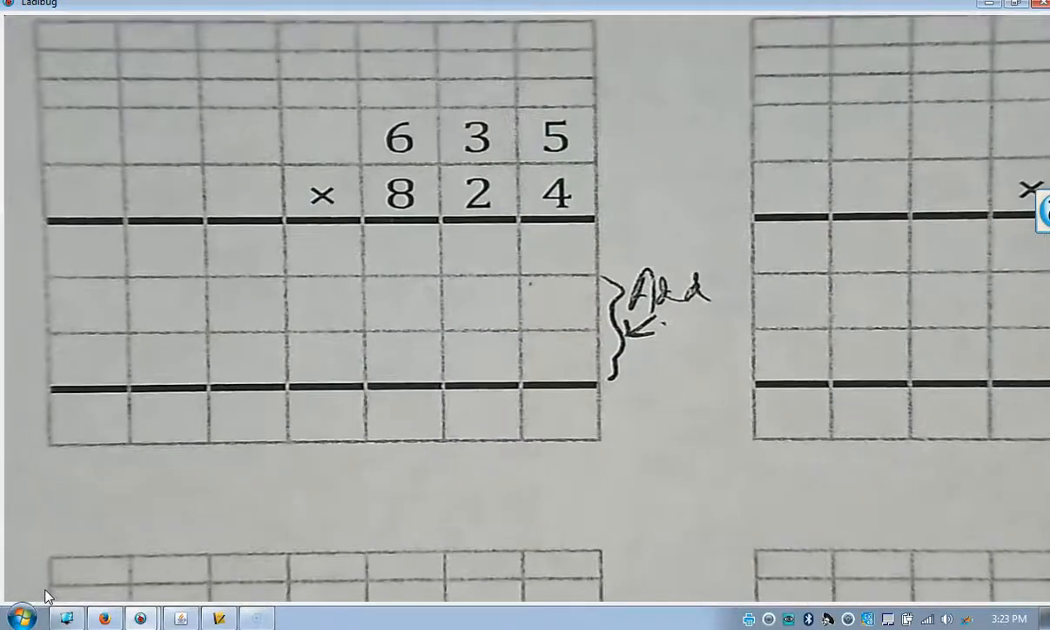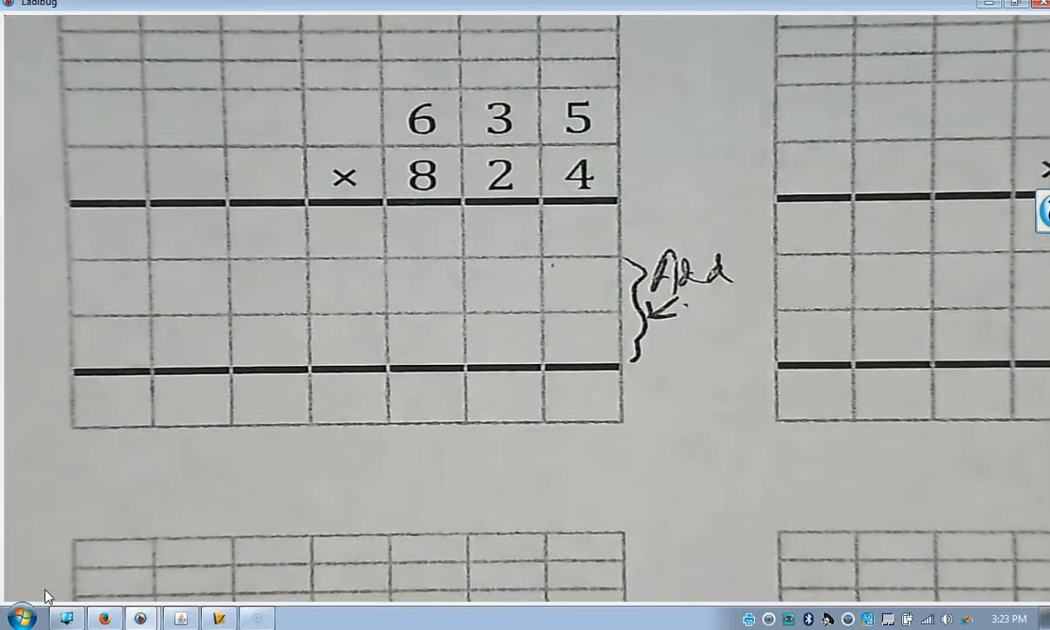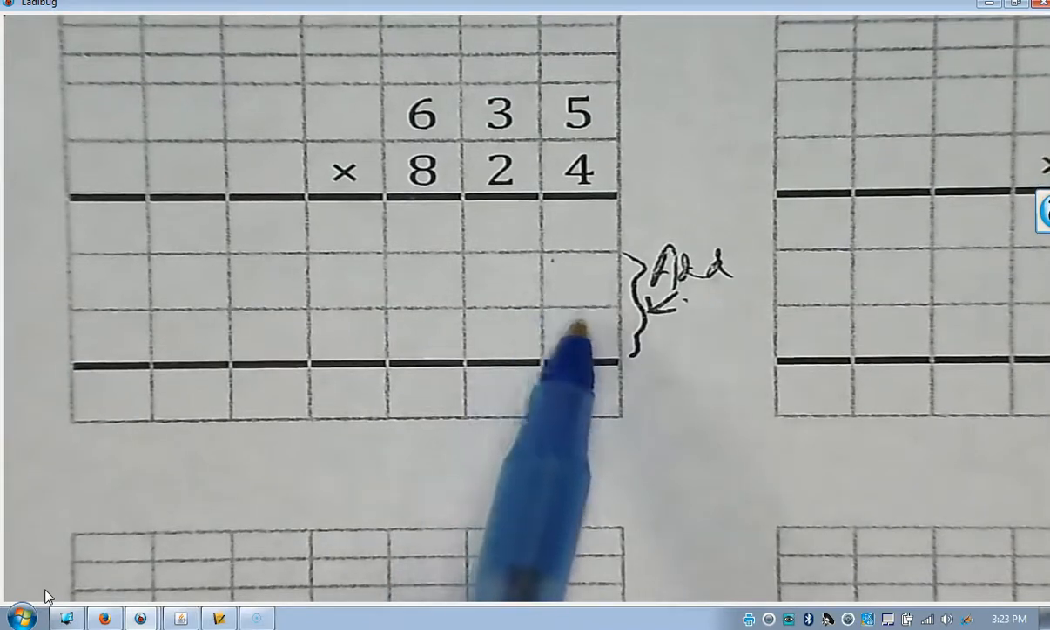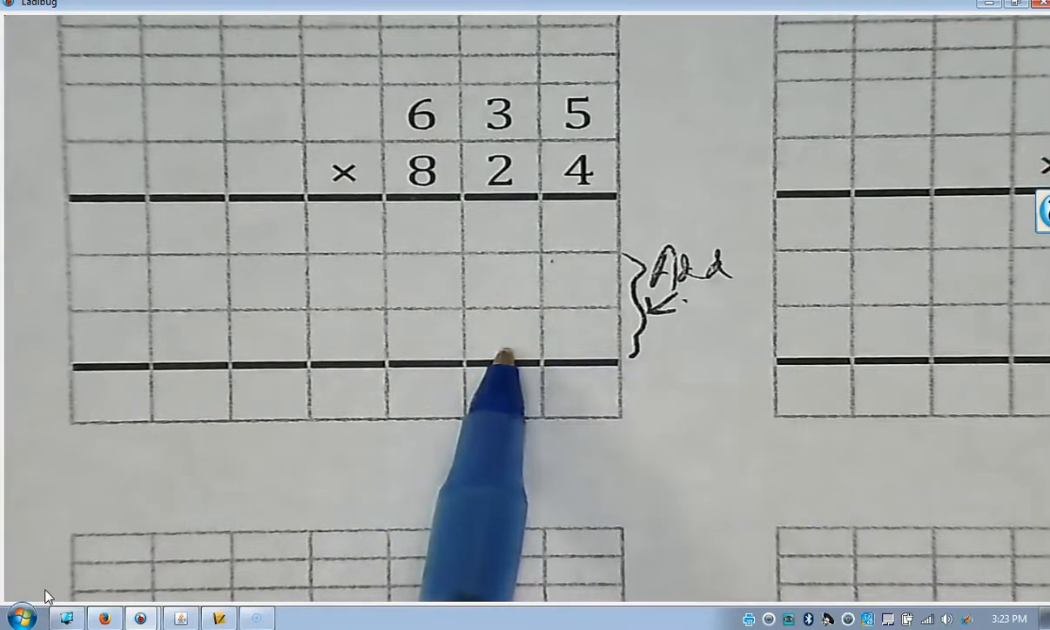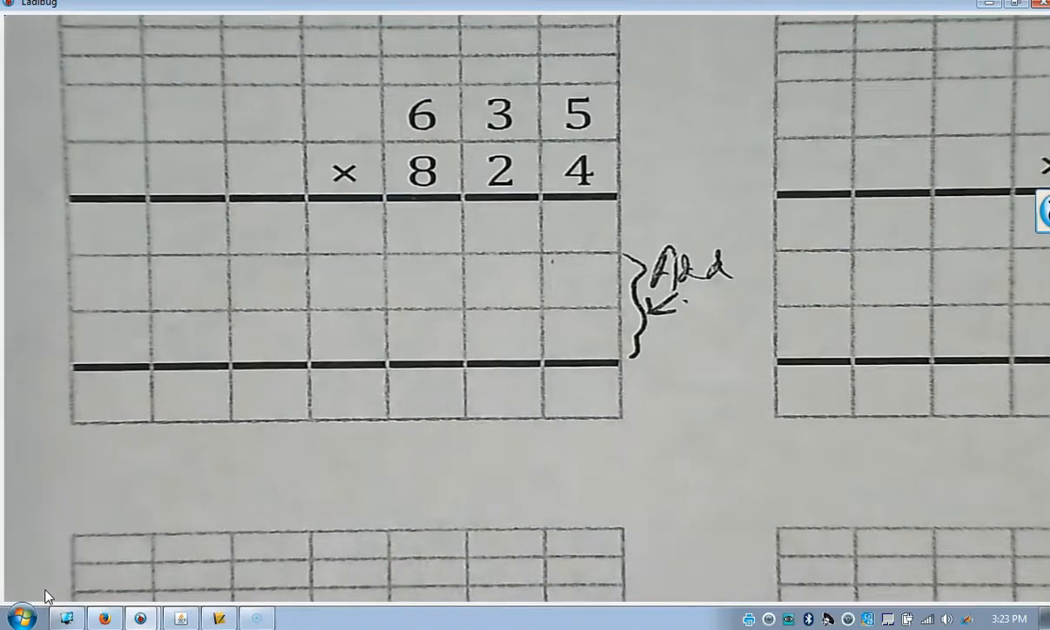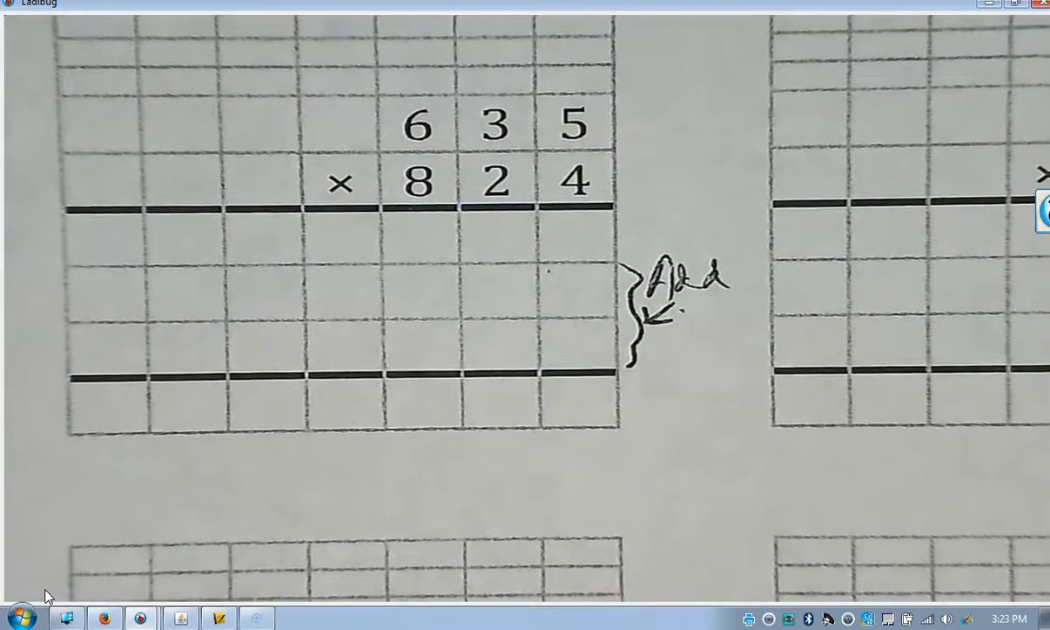Okay, see if you're ready to give this one a try by yourself. Don't forget you need a 0 here and 2 here. If you're not ready to try it by yourself, go ahead and watch. Otherwise, try it by yourself and see if your answer matches mine.